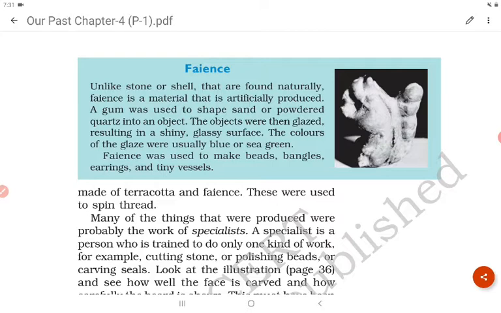Faience. Unlike stone or shell that are found naturally, faience is a material that is artificially produced. A gum was used to shape sand or powdered quartz into an object. The objects were then glazed, resulting in a shiny, glassy surface. The colors of the glaze were usually blue or sea green. Faience was used to make beads, bangles, earrings, and tiny vessels.